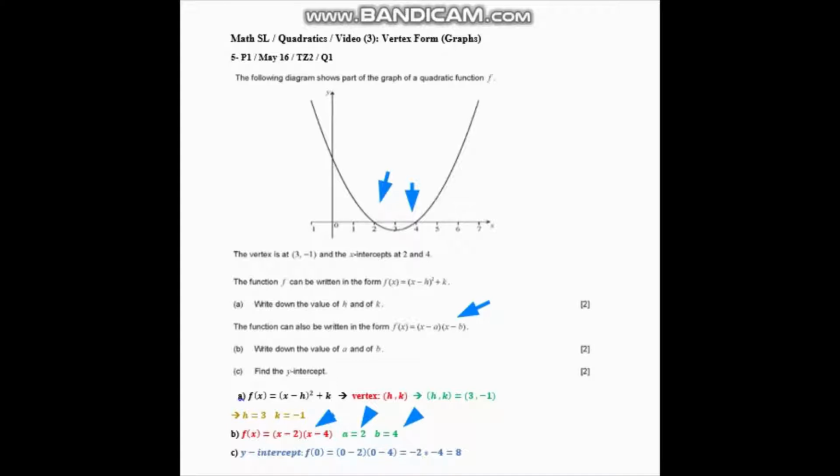In question C, we are required to find the y-intercept, which is this point right there, the y value of this point right there, knowing of course that the x value is 0. So we simply plug 0 instead of x into this equation right there, getting 0 minus 2 times 0 minus 4, which is -2 times -4, which is 8. Hence the y-intercept lies at 8.